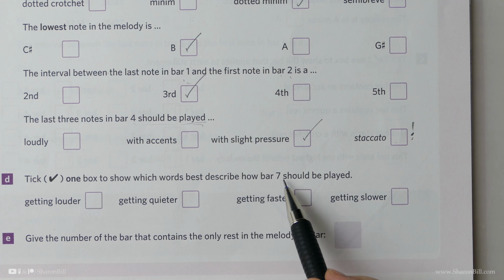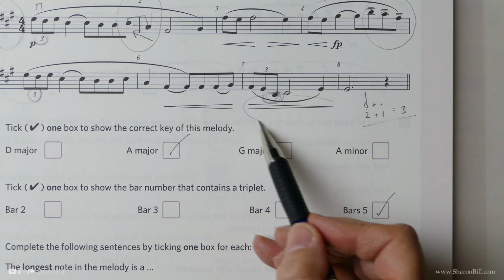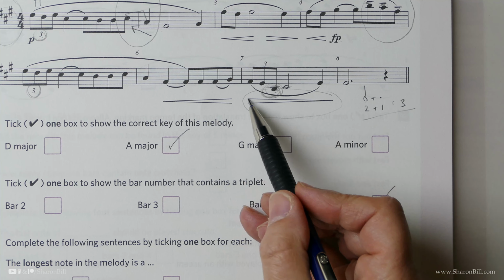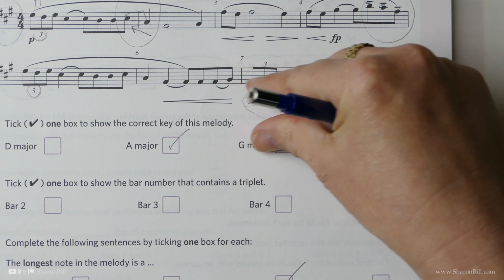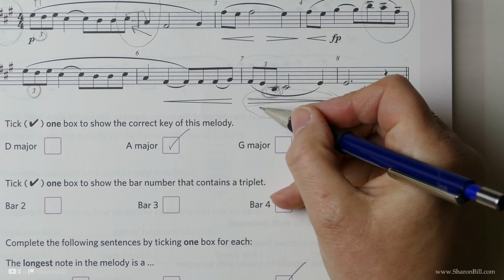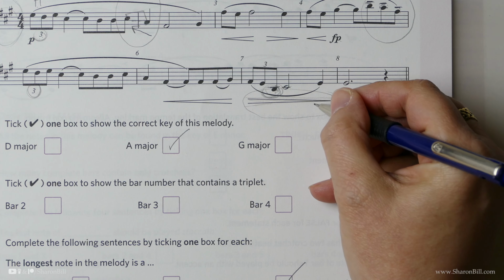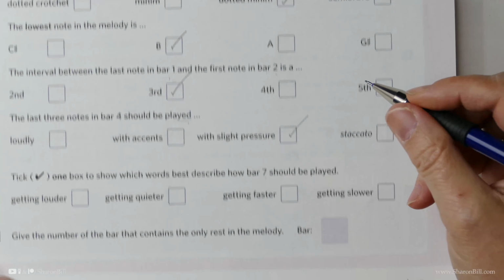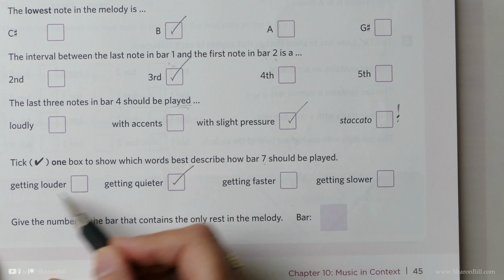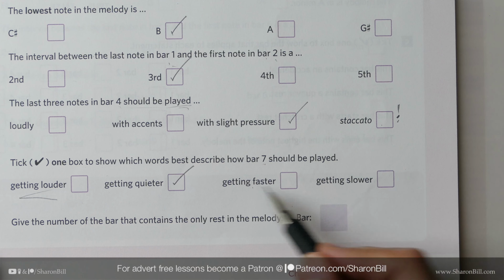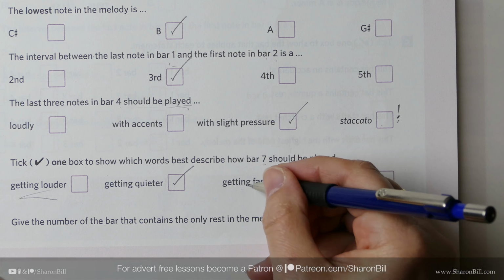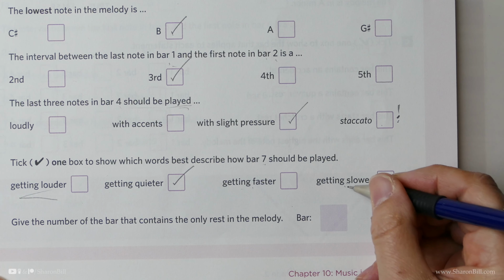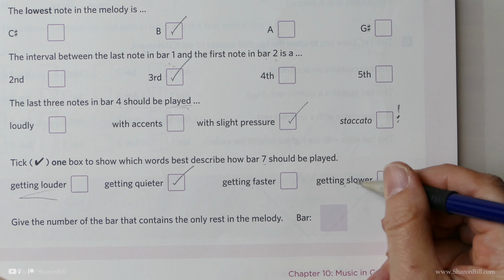Okay, how should bar 7 be played? What happens in bar 7? So we have this here, and we can see it's a diminuendo mark. It's to do with volume. It's a dynamic marking, and you can see that visually it's closing down, it's diminishing. It's a diminuendo, which means it's getting quieter, gradually getting quieter. So that's that one. Getting louder would be the opposite way, and faster and slower are to do with tempo. They will be shown with different words. Getting faster, of course, is accelerando, and getting slower could be ritardando or rallentando.